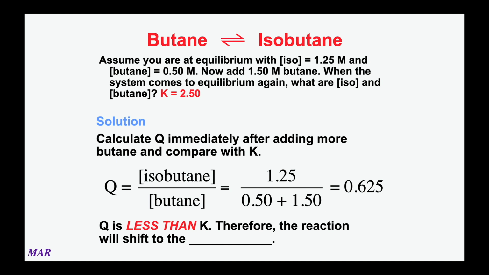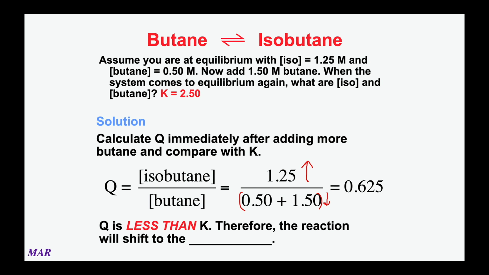Q wants to be like K. That's when the reaction is back in stasis, if you will. Q is going to have to become a bigger number. And if you're going to make a bigger number from a smaller number, there's two things you can do. You can make the numerator bigger, so you can make 1.25 a bigger part. On the other hand, you can also make the value of Q or K bigger by lowering the reactant side, lowering the denominator.